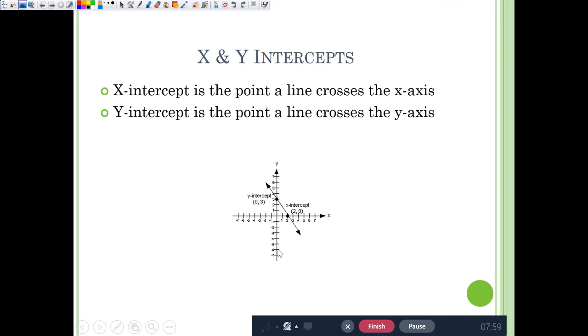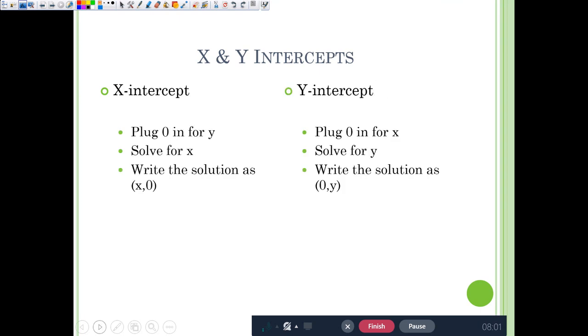What is my x value anywhere on my y-intercept? 0, right? So if that's the case, when we are solving for our x-intercepts, we're going to plug in 0 for y, because it's always going to be 0 for my x-intercept. We're going to solve for x, and we're going to write our solution as an ordered pair, x, comma, 0. When we're finding our y-intercept, we're going to plug in 0 for x and solve for y. And we're going to write our solution as an ordered pair, 0, comma, y.